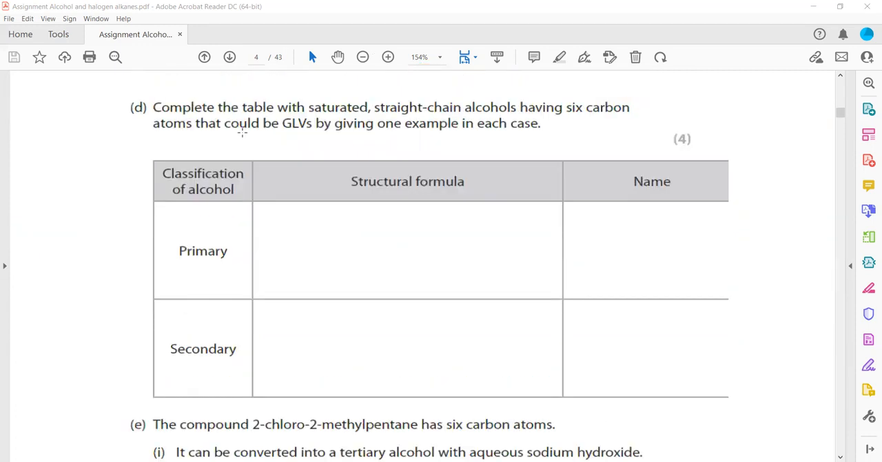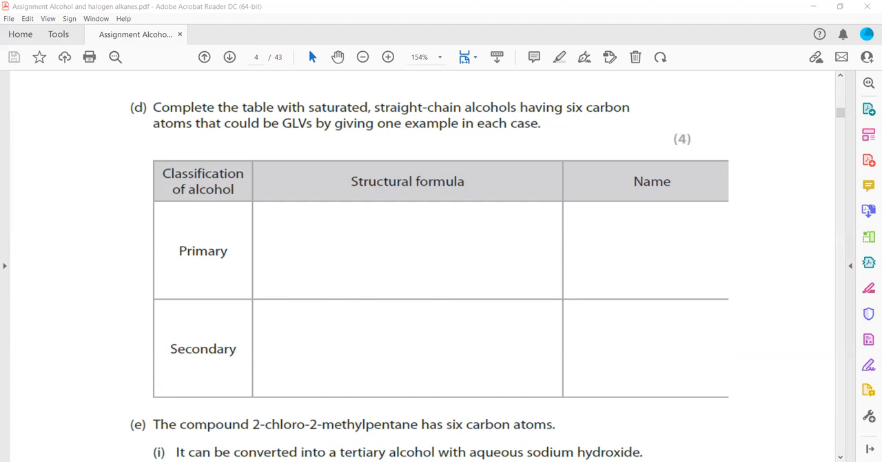Then complete the table with saturated straight chain alcohol having 6 carbon atoms, that could be given, by giving one example in each case. Primary alcohol means the carbon which is bonded with OH is surrounded by one alkyl group, that's called primary. And if the carbon is surrounded by 2 alkyl groups, then it will be secondary. So alcohols can be given as well.